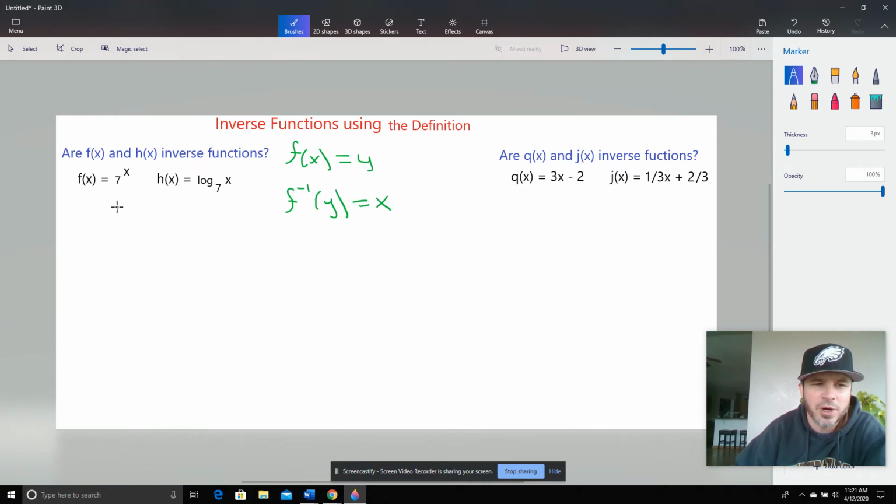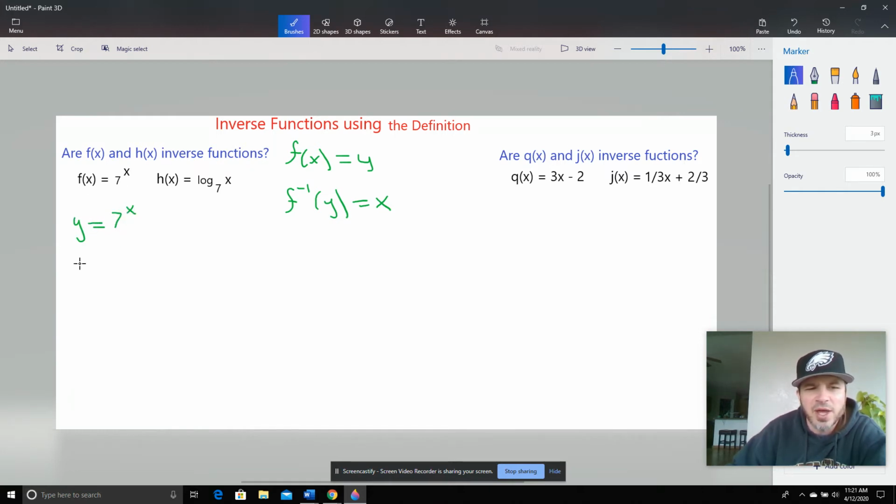So let's see it work on, again, an example that we know to be true because we've been using this as an inverse operation. So we know these two are inverse functions. So let's just see. So here's how you do it. You take this first one. Well, we know f of x is just another representation of the letter y, right? So that's what this really is.